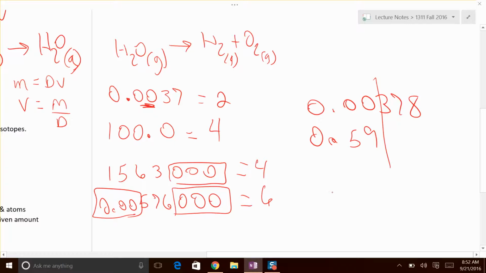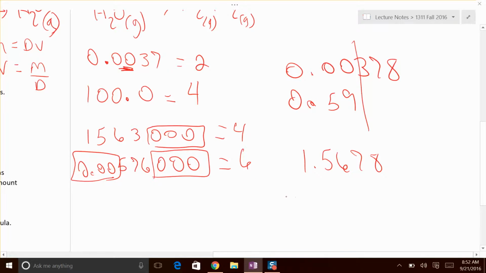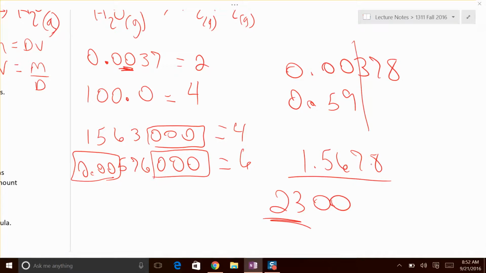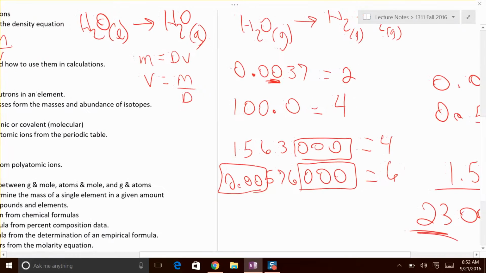So 1.5678 and 2,300. Okay, so if I multiply those two numbers together, how many significant figures would I keep? 2, because this has 2 significant figures. This has 1, 2, 3, 4, 5. That's 5 significant figures. So you would keep 2 significant figures in your answer. So that's how you do addition and subtraction, multiplication, and division. Okay, all right.